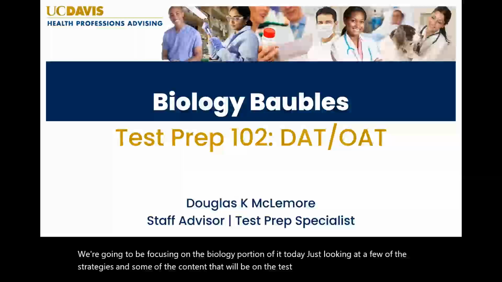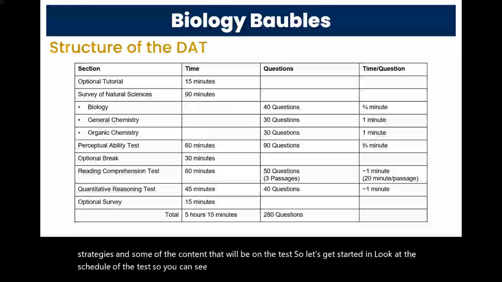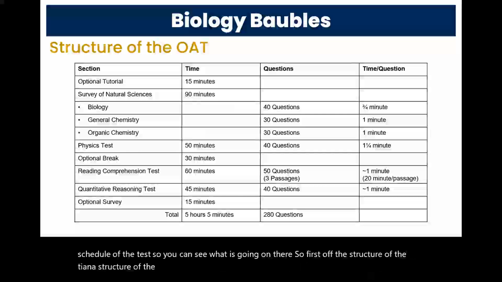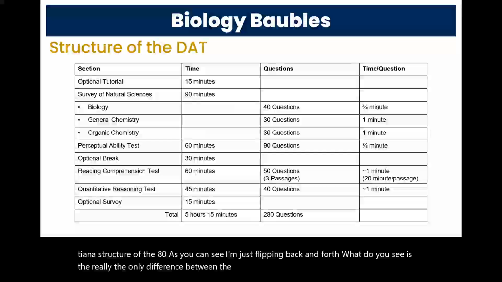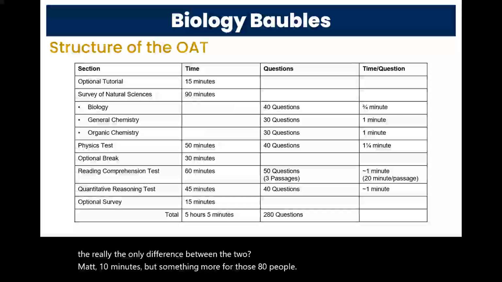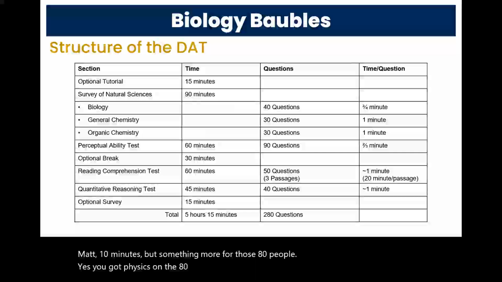So let's get started and look at the schedule of the test so you can see what is going on there. So first off, the structure of the DAT and the structure of the OAT, as you can see, I'm just flipping back and forth. What do you see is really the only difference between the two? 10 minutes in total time difference. Yeah, 10 minutes, but something more for those OAT people. The physics test. Yes, you got physics on the OAT versus the perceptual ability test on the DAT. Other than that, these tests are literally the same.